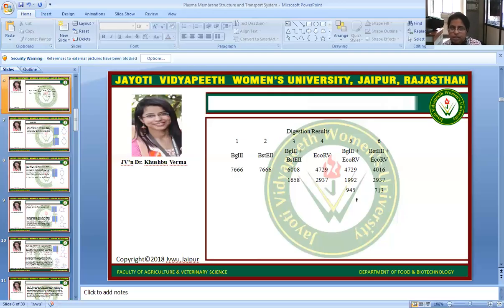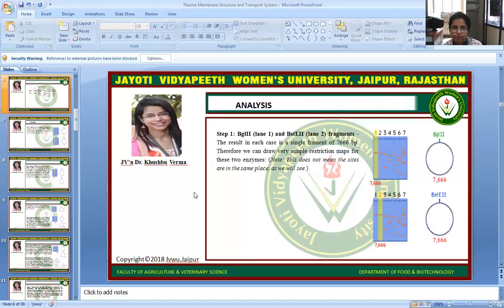plasmid DNA fragments. In the sixth lane, where we put the plasmid tutorial along with BstEII and EcoRV, we got three DNA molecules. One was 4,016 base pairs, the second was 2,937, and the third was 713 base pairs in length.